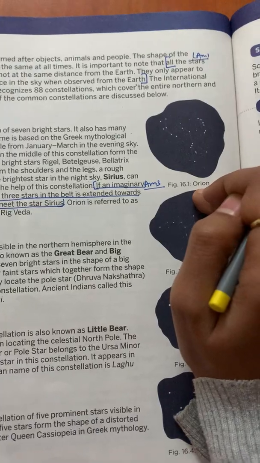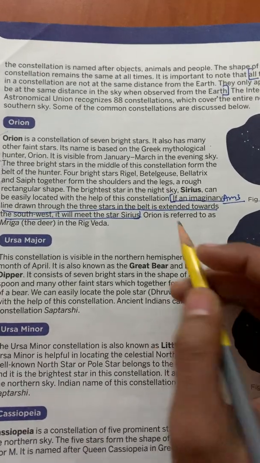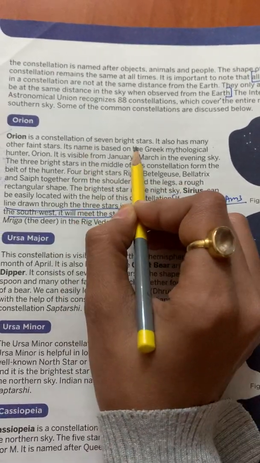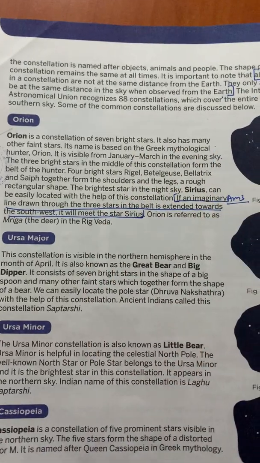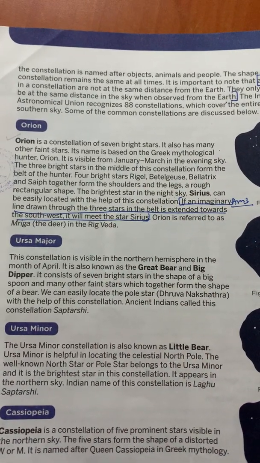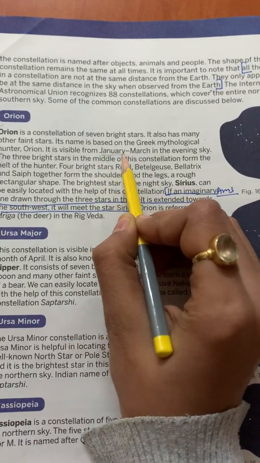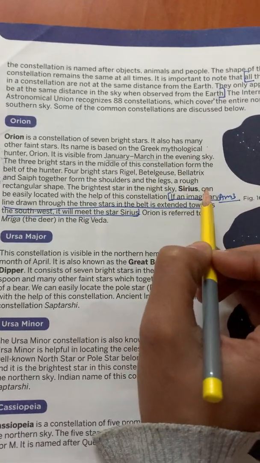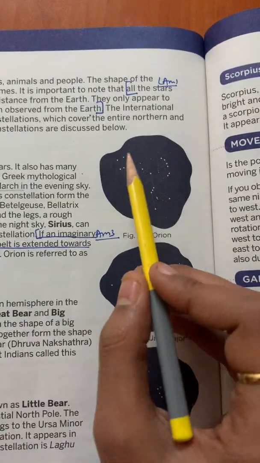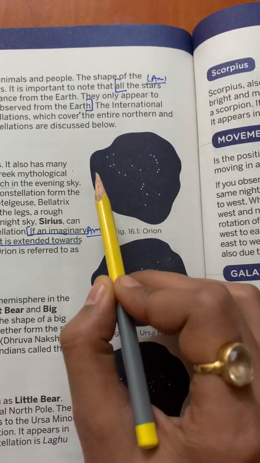Okay, so faint stars or hollow stars. It is a constellation of 7 bright stars, and it has many other faint stars as well. Orion is visible from January to March in the evening sky. You know this pattern.